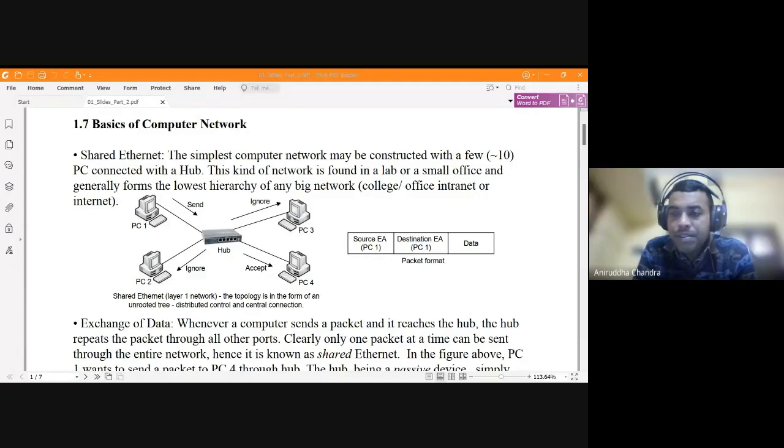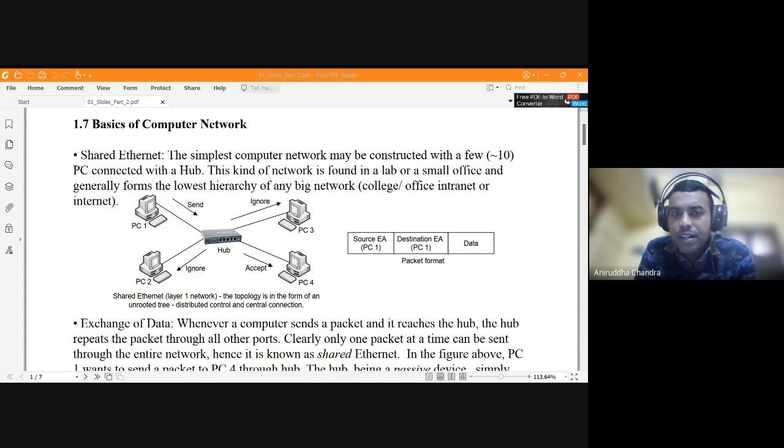Okay, so we'll start today's class, and in today's class we are going to continue what we discussed on Wednesday. On Wednesday, we were talking about how we can make a computer network with a small number of computers, and we introduced the idea of shared Ethernet.